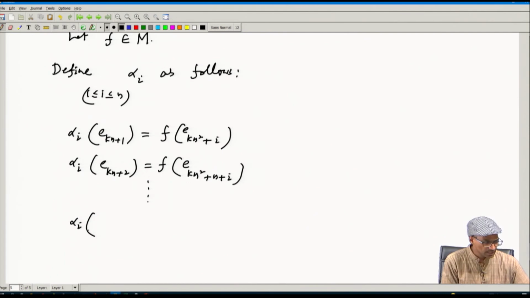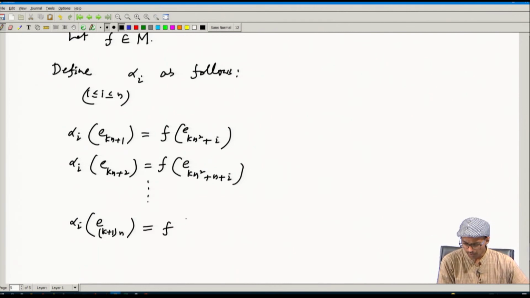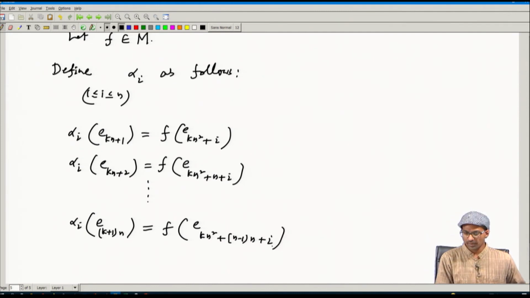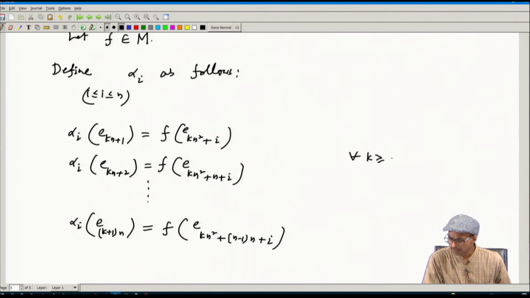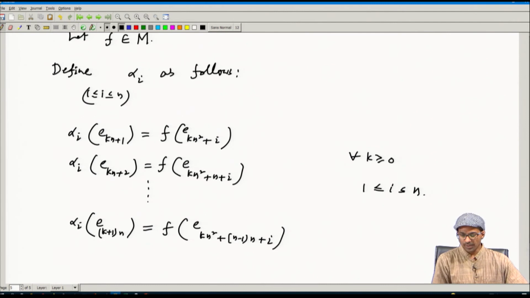Alpha_i of e_{(k+1)n}, then, is equal to f of e_{kn²+(n−1)n+i}. So for any k ≥ 0, and 1 ≤ i ≤ n, one can define it like this. Alpha_i is defined like this, prescribed on these basis values.